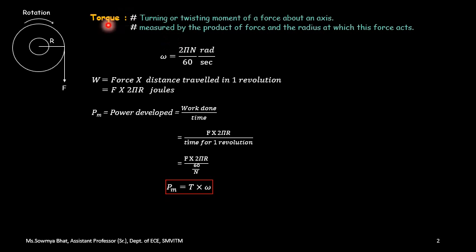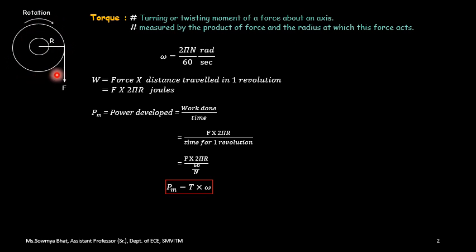So here we can see what is meant by torque. Torque is defined as the turning or twisting moment of a force about an axis. It is always measured by the product of force and the radius at which this particular force acts. In simple words, it is the product of force into perpendicular distance. Distance is in terms of radius over here, that is r.